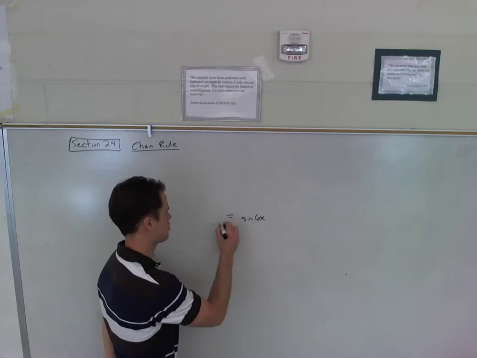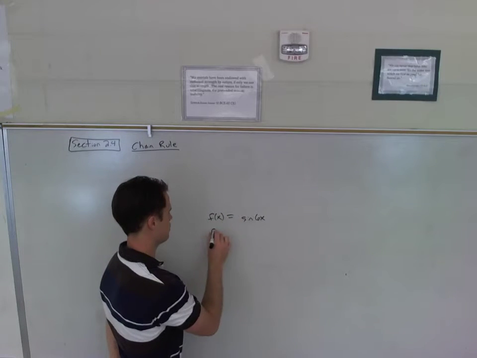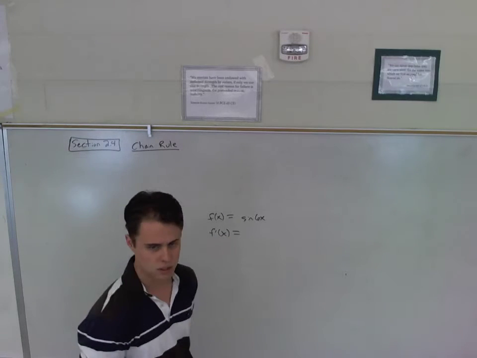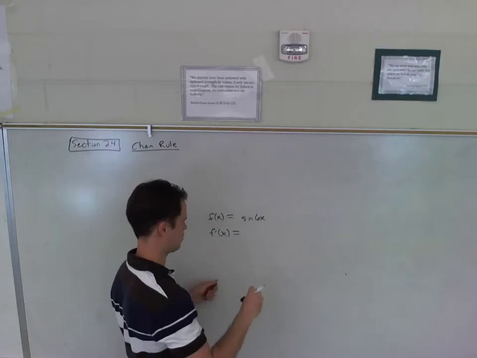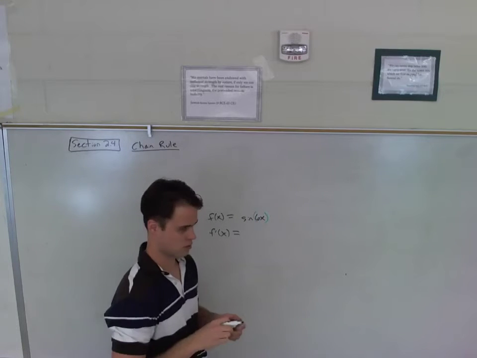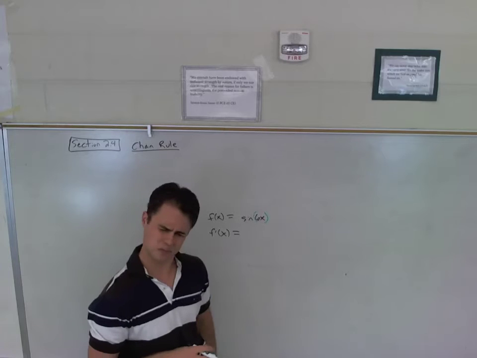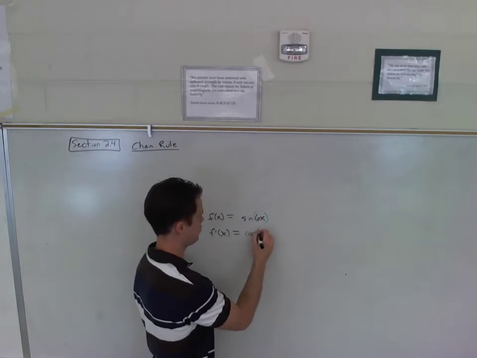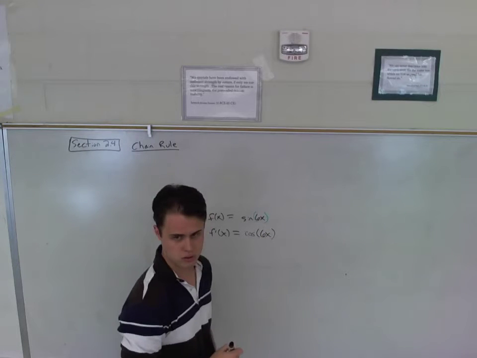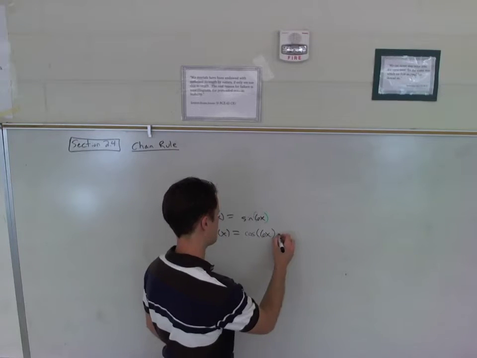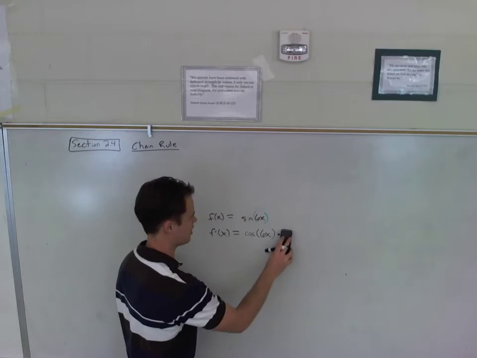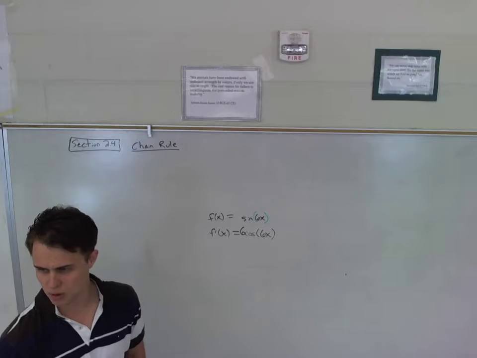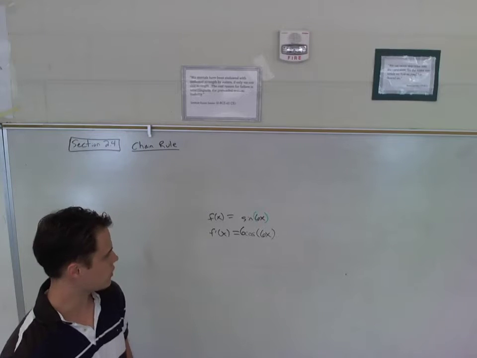If I call this f of x, what's the derivative of the outside? Which one is the outside on that one? Outside is sine. Okay, so cosine of 6x, leave the 6x alone, times the derivative of the inside, which we all know is 6. And we're always going to just do this in our heads and put that in front. I don't think we need to write that step down, do we? Thank you. That's an easy one.